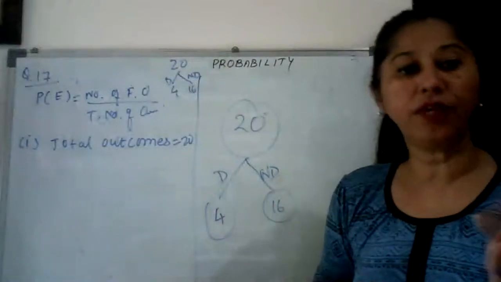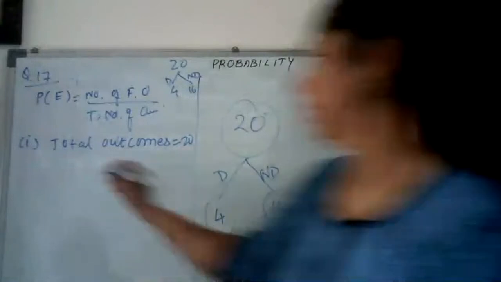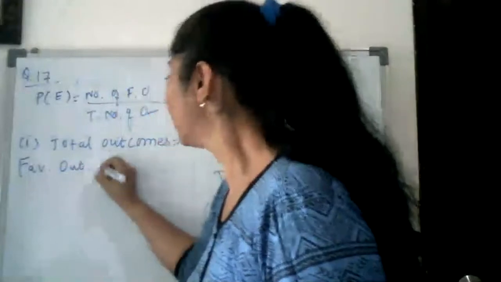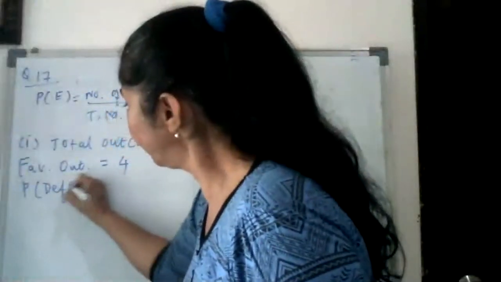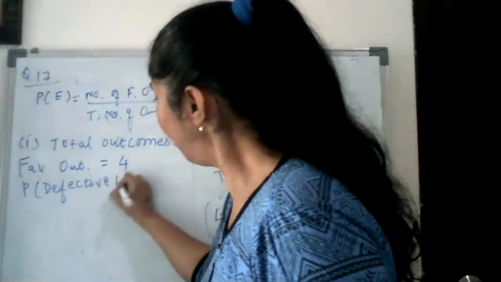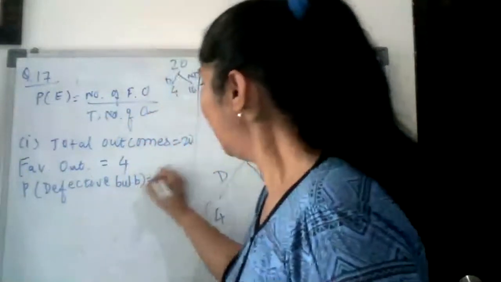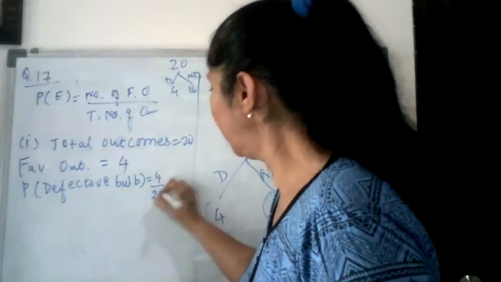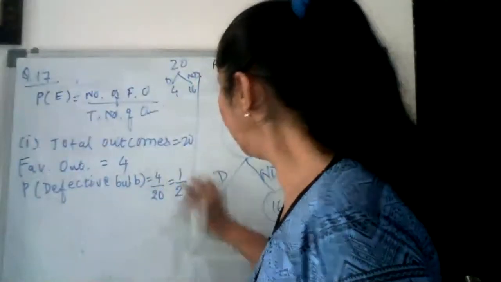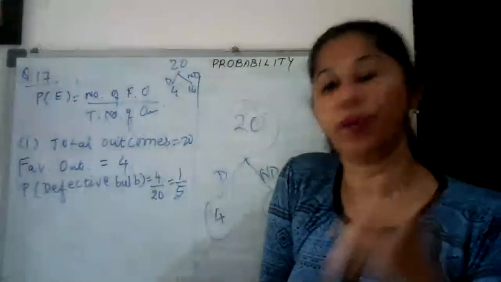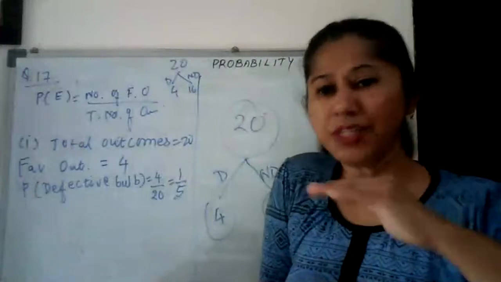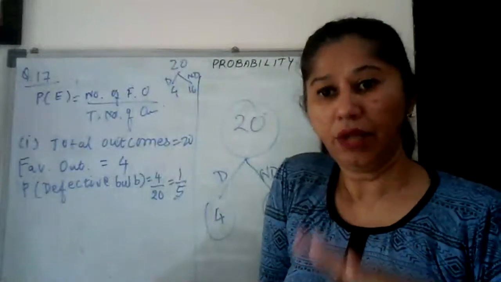First, we have to find out the probability that the bulb is defective. Favorable outcomes will be for defective bulbs, isn't it? So the probability of a defective bulb will be out of 20. So you get 4 upon 20, which reduces to 1 on 5. Now the first part is quite simple, right? I hope that is clear to you.